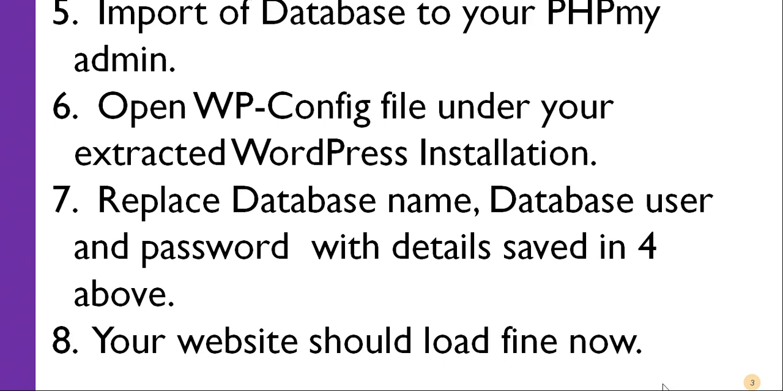After we've done that, we will now need to edit our WP config file, which is under our WordPress installation, in order for the database to be able to see the files successfully. Else, if we don't edit the WP config file and update it with the recent password, database username, and database name, the website will give us an error that says error establishing database connection.